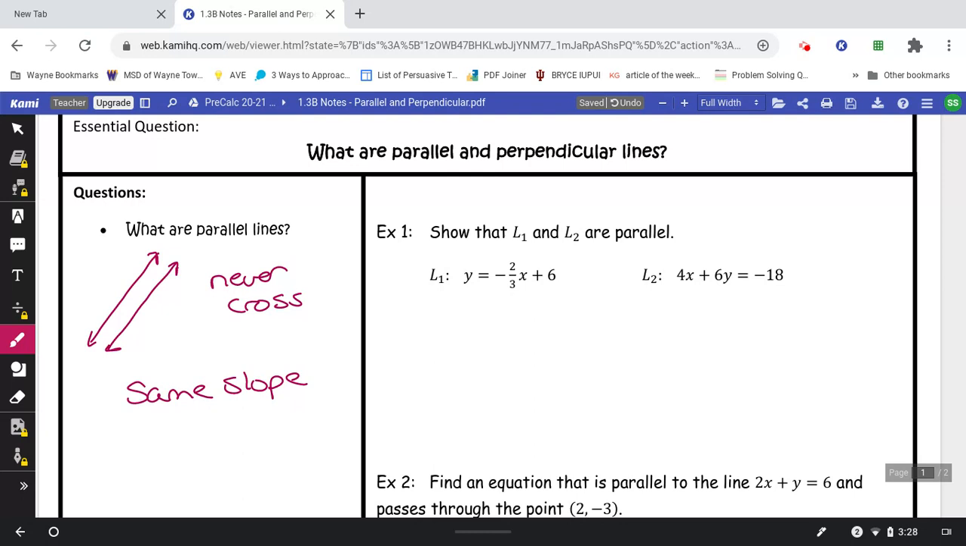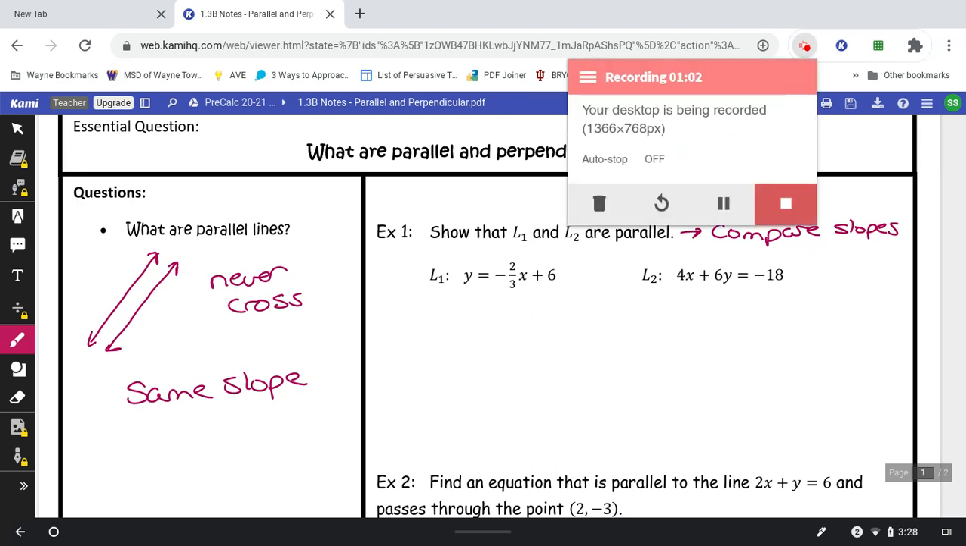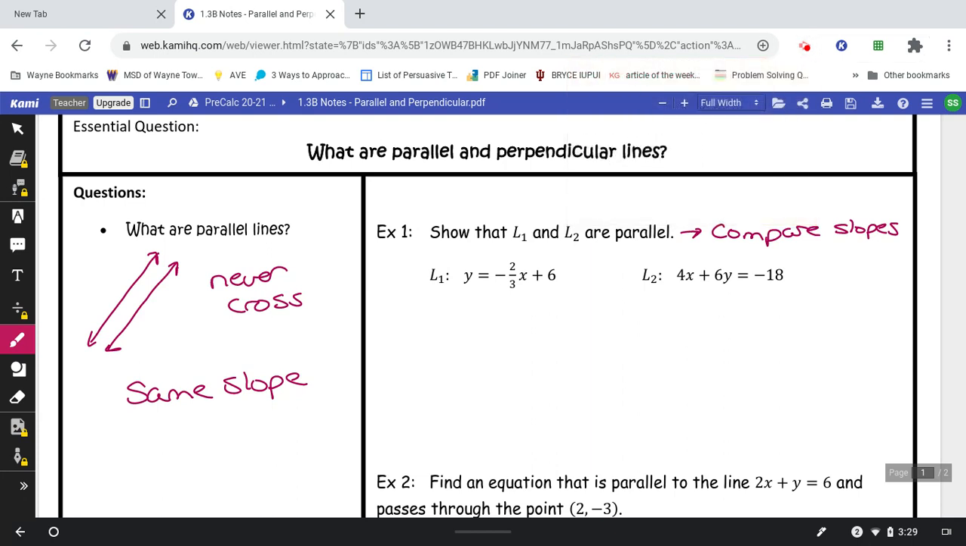To show that they are parallel, I need to compare their slopes. So our first line, L1, actually already is in slope-intercept form. So my slope, all I have to do is look and see that it's -2/3.